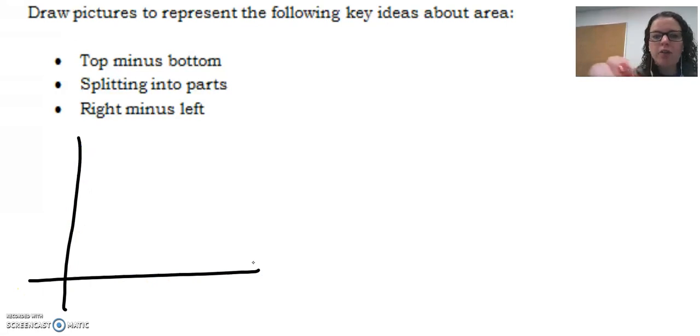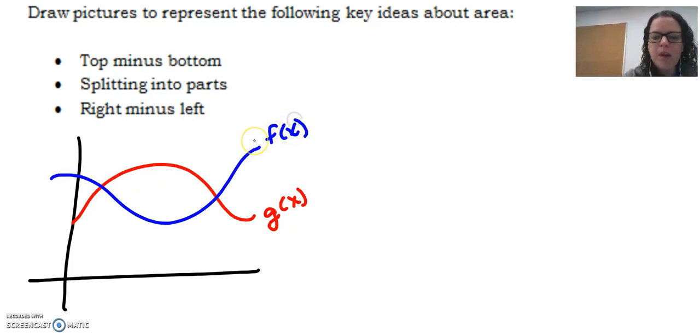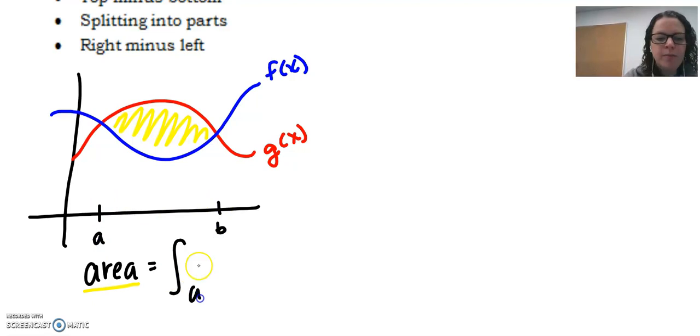Go ahead and give yourselves two functions. We're going to go with function g, we'll do g of x more particularly, and we will talk about function f. So if I wanted to find this area that is trapped between those two curves, well, area should be something with an integral. So the area that's in yellow will be equal to the integral from wherever these things are intersecting. We'll call this A and call this B.